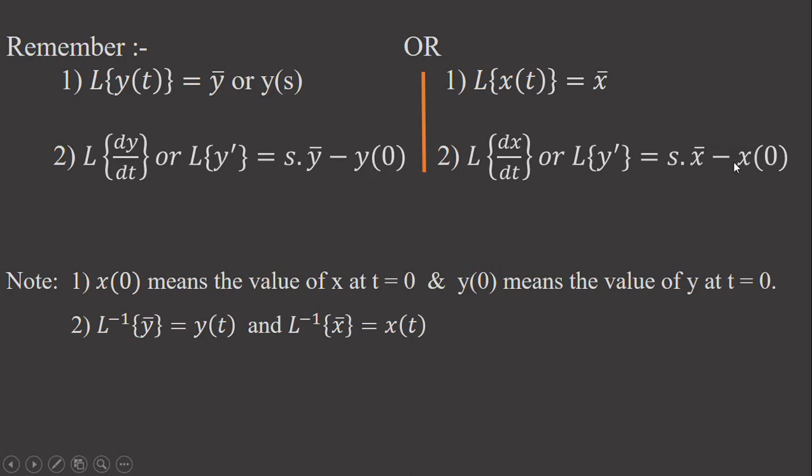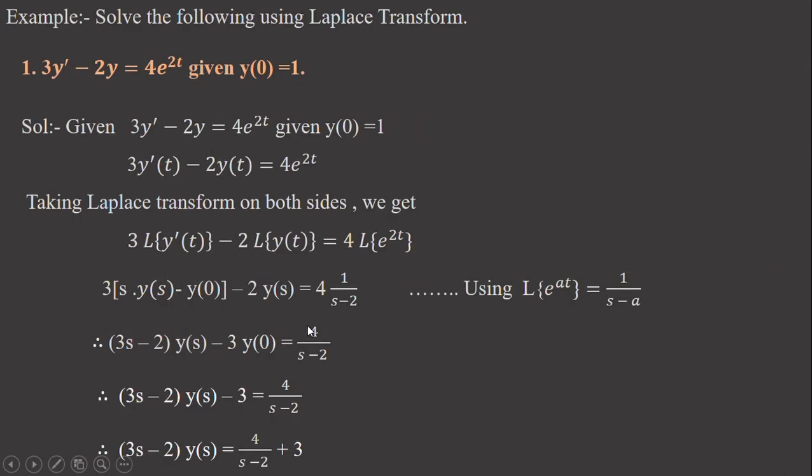Similarly for x. Now x of 0 means the value of x at the initial point t equal to 0. y of 0 means the initial value of y at t equal to 0. Laplace inverse of y bar or Laplace inverse of y of s, this symbol you will need at last when you apply inverse Laplace transform at the final, fourth step. So Laplace inverse of y of s can be simply rewritten as y of t, or Laplace inverse of x bar or x of s can be simply written as x of t.